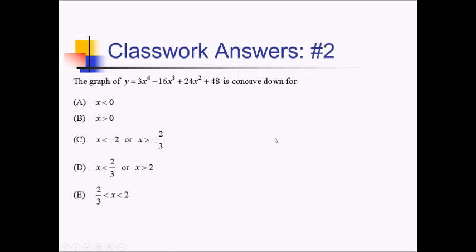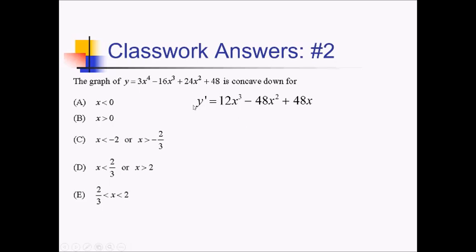For this problem, I want to figure out where the graph of this quartic polynomial is concave down. So I need to take a look at where the second derivative is negative. So let me find the second derivative. Y prime, I need the first derivative first. Y prime is going to be 12x cubed minus 48x squared plus 48x. And then that last 48, ironically, is gone because it becomes 0.